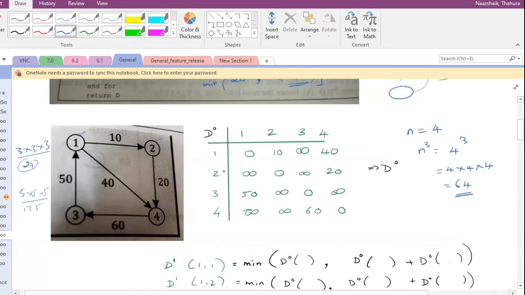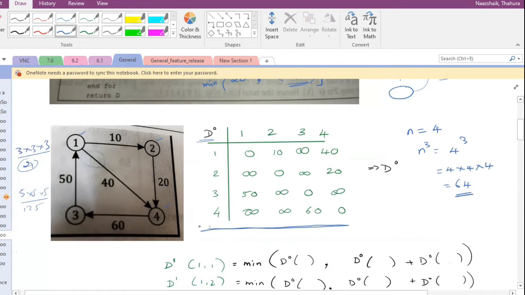So first we need to build an adjacency matrix, which I call D0 because this is your starting one. Look at the graph and build your adjacency matrix. 1 to 1, I put 0. 1 to 2 is 10. 1 to 3, there is no direct edge, so it is infinity. 1 to 4 is 40. So similarly, I have done this initial adjacency matrix.